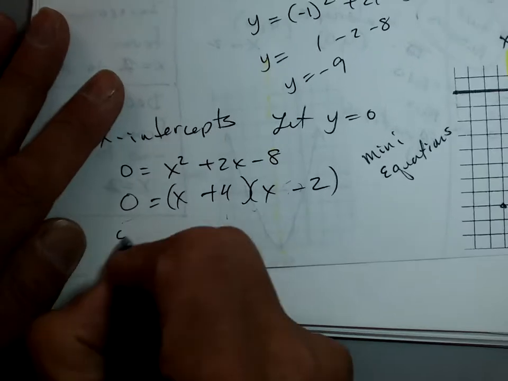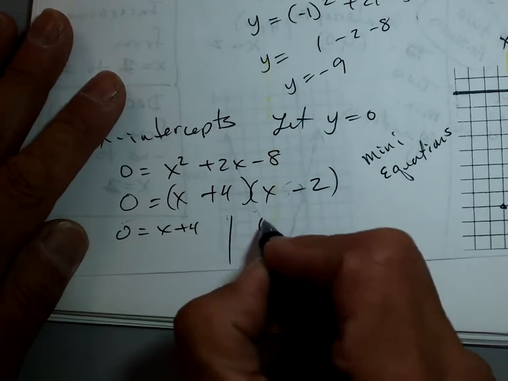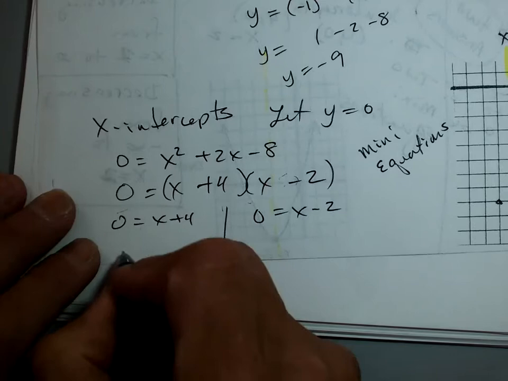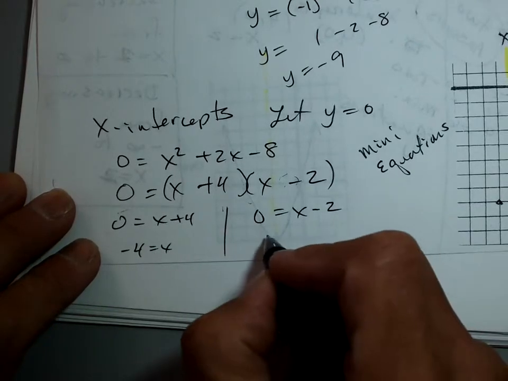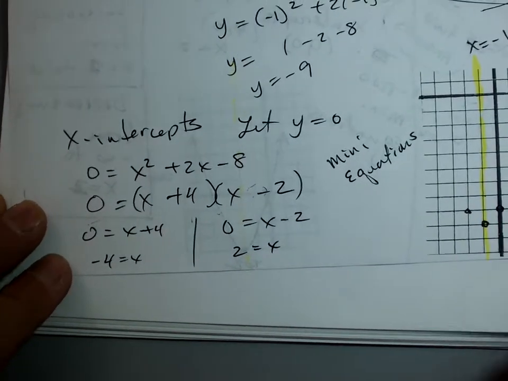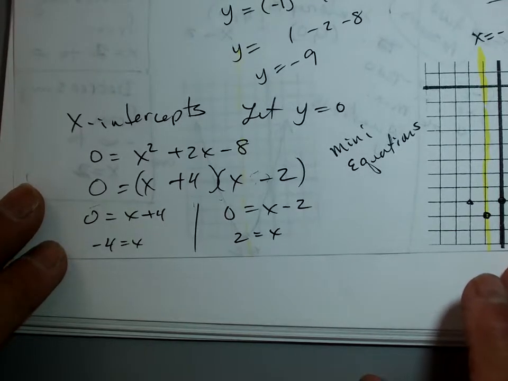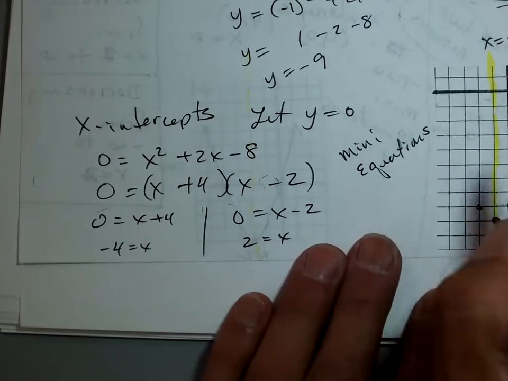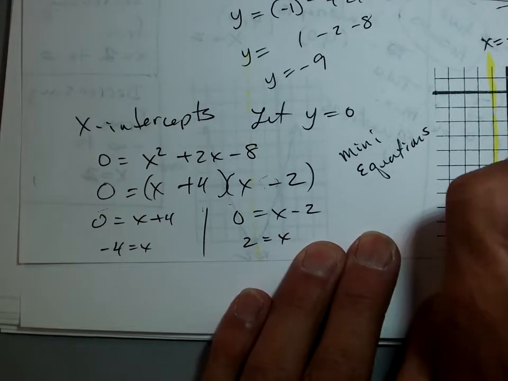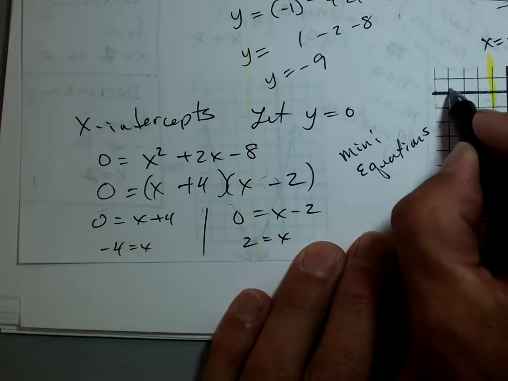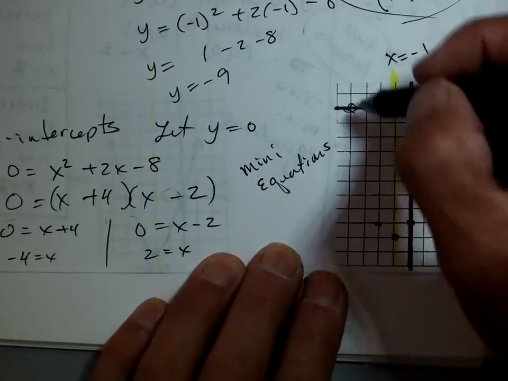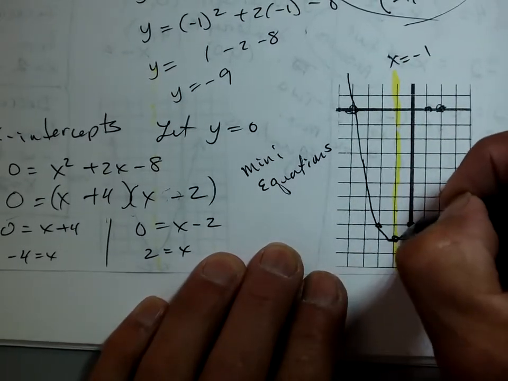So I'm going to go, 0 equals x plus 4 and 0 equals x minus 2. You guys remember doing this last year? Of course you do. We did a lot of factoring last year, right? And then one answer is negative 4 and the other answer is positive 2. Those are my X-intercepts because I just solved for x. I'm just going to put them on my graph. 2 and negative 4. And then if I graph that in, my parabola looks like this.